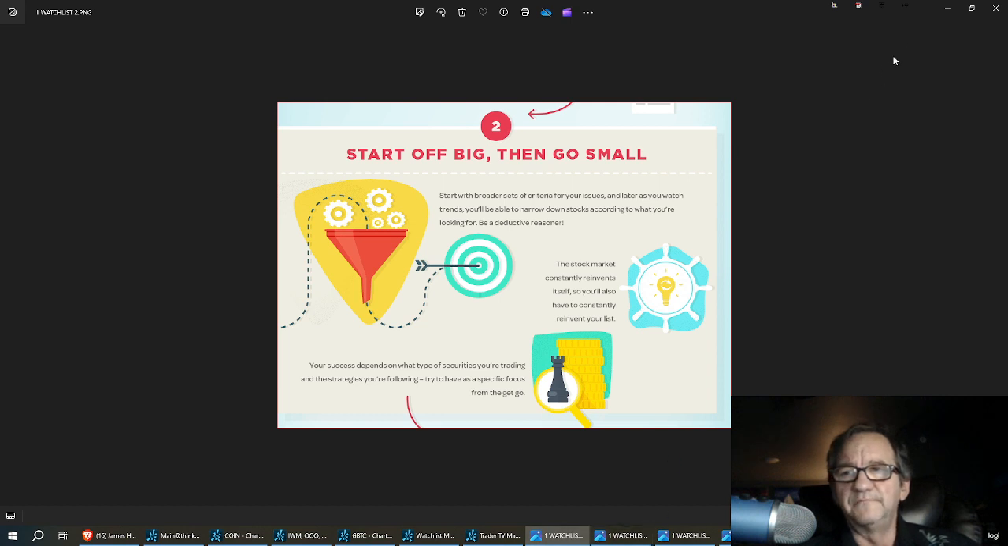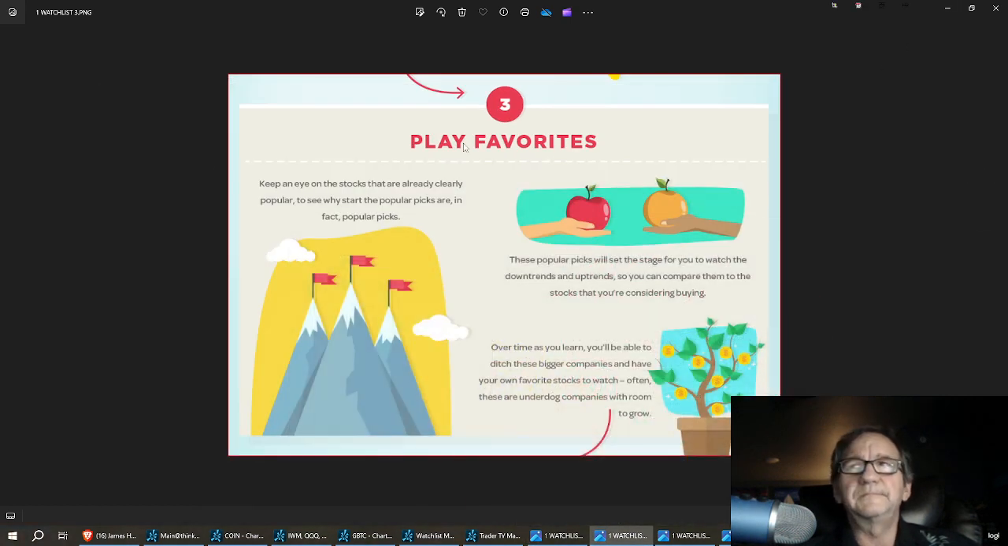Step number 3, play your favorites. I can't emphasize how important it is to play your favorites. You know, I like tech. Tech is always going to be my game. When they pull back, I'm still going to play tech.